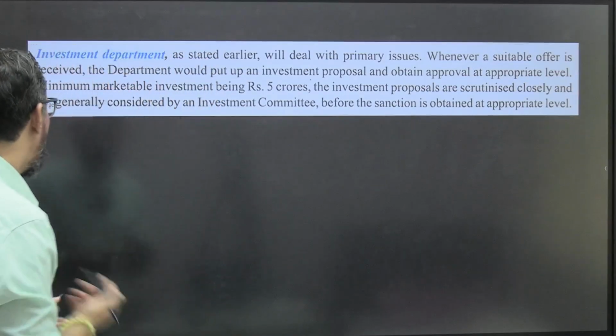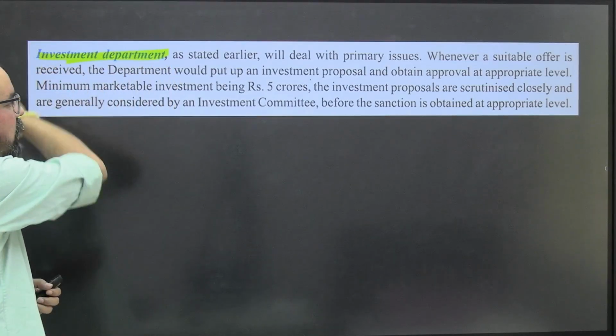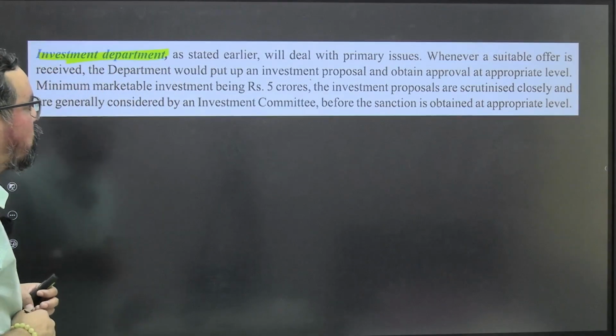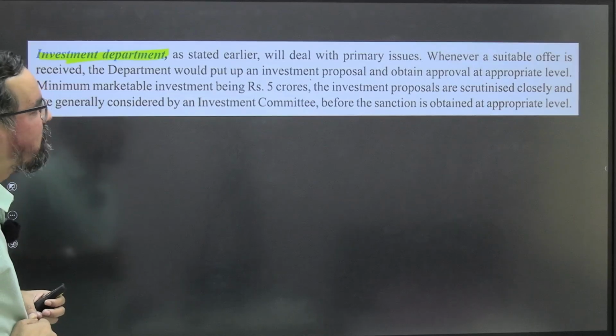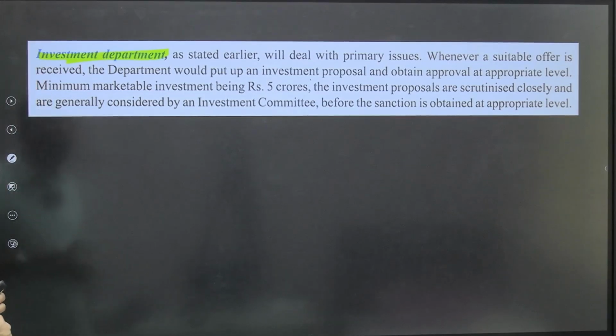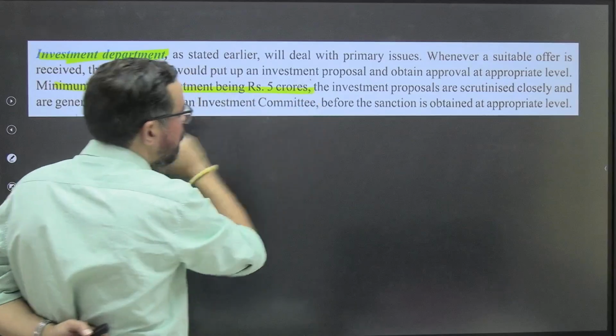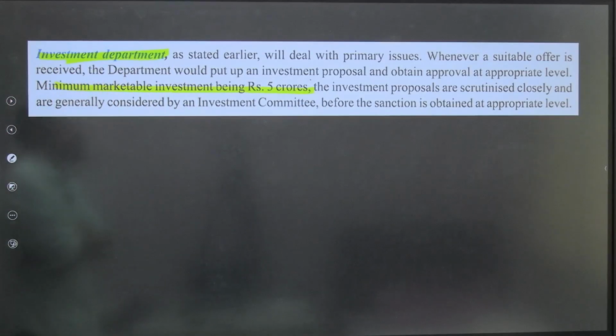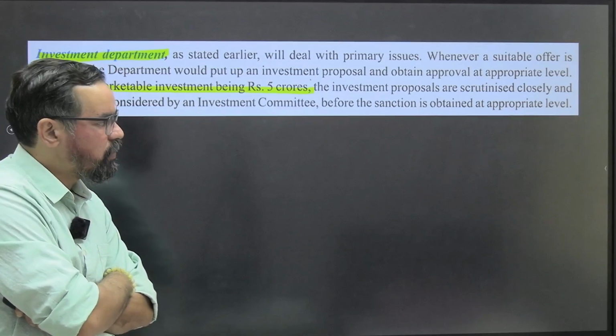In some organizations, they also have investment departments. So we'll deal with the primary issue. When a suitable offer is received, the department would put up an investment proposal and obtain approval at the appropriate level. Minimum marketable investment is 5 crores. The investment proposals are scrutinized closely and are generally considered by the investment committee before the sanction is obtained at the appropriate level.